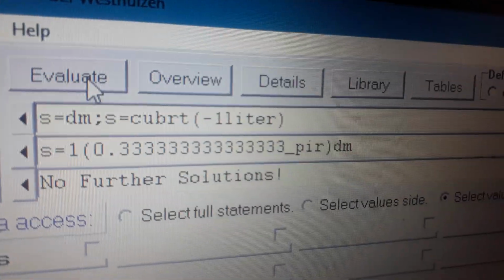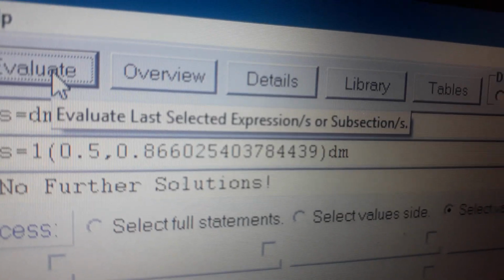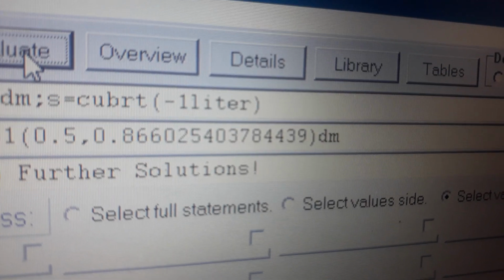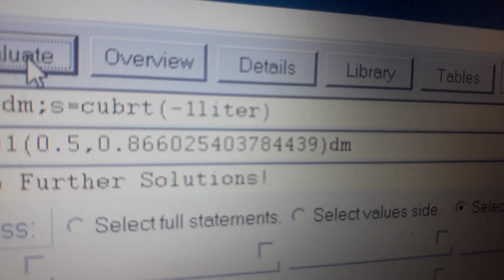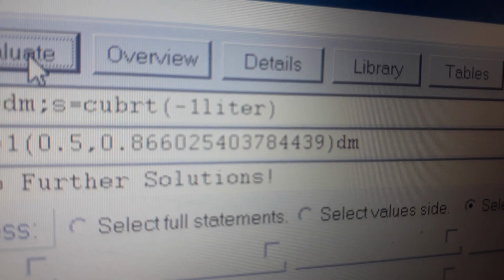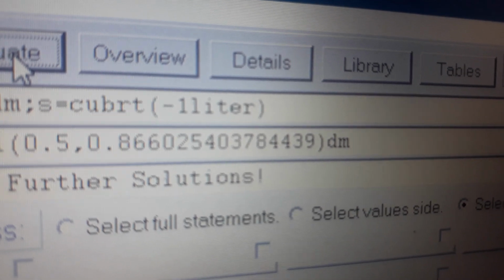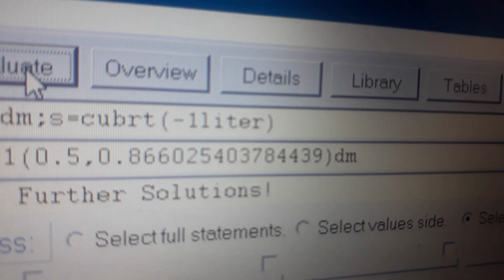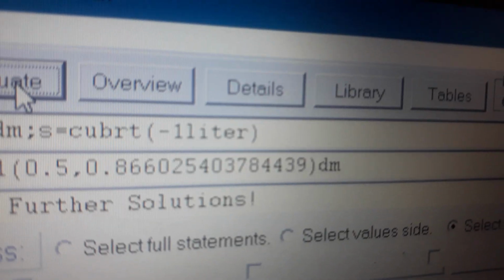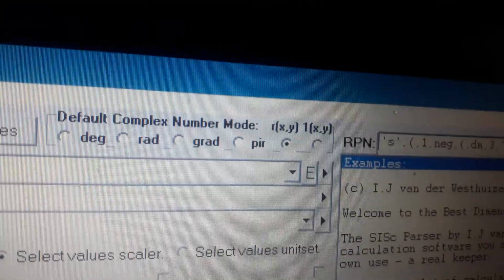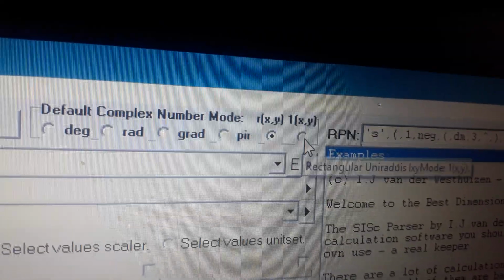Let's see what you get. There you will get your coordinates, 0.5, 0.866 decimeter. Now, if you apply Pythagoras, you square that 0.5 and you square the 0.866, and you add it together, and then you pull the square root, you will get exactly 1. But the answers will be the same, because the answer is 1 decimeter anyway.